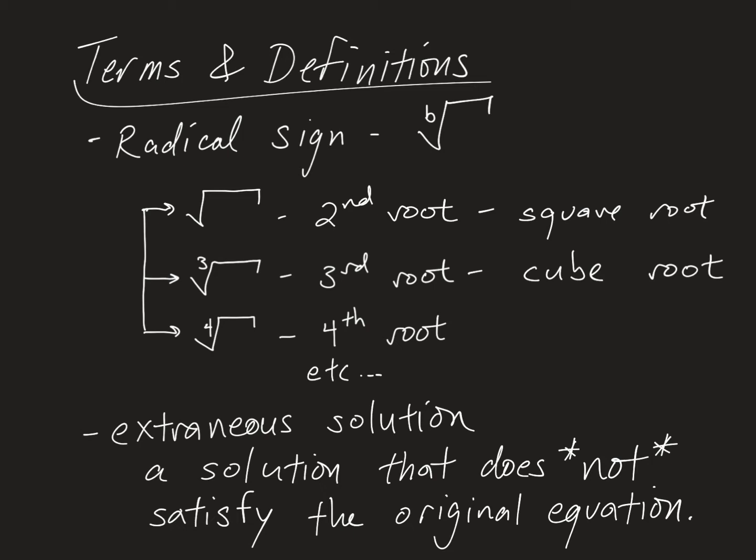But after the cube root, we just name the roots by the number. So this would be the fourth root. If I changed it to a 7, that would be the seventh root. We generally don't use any specific names like square or cube for roots past 3. As far as the other term goes for this lesson, we have extraneous solution. This is a solution that does not satisfy the original equation. Even though you went through and did all of your work correctly, the answer may not work in the original equation. So we have to be checking our answers, which you'll see on the next slide.